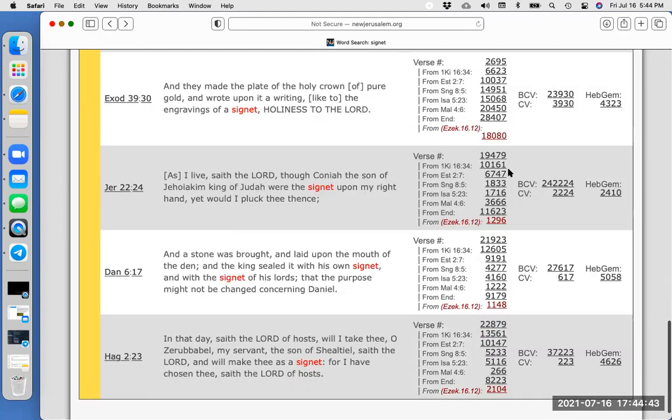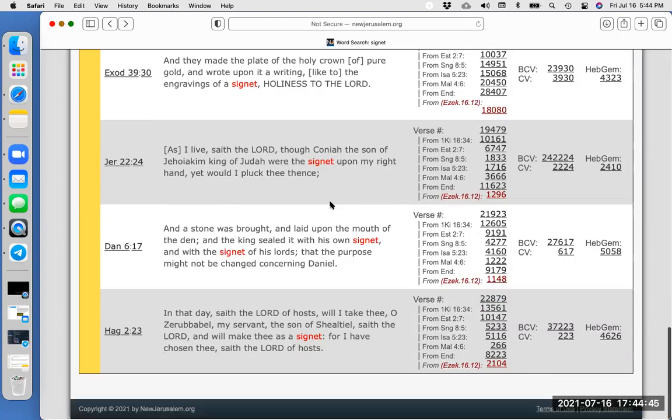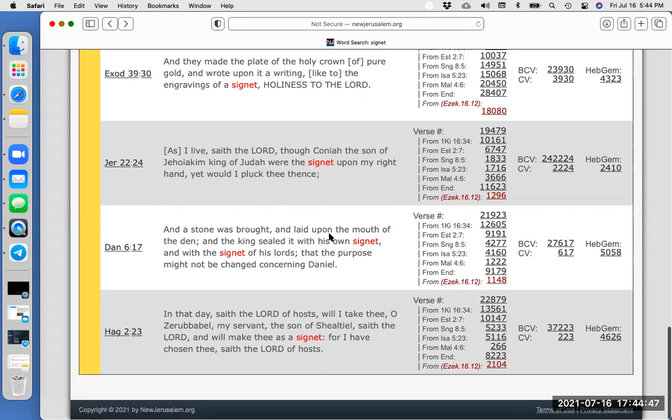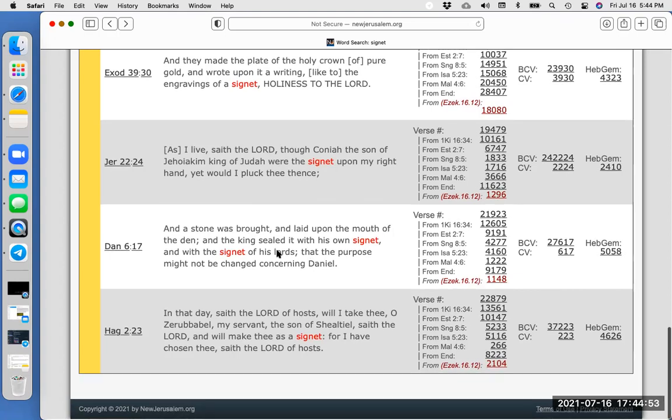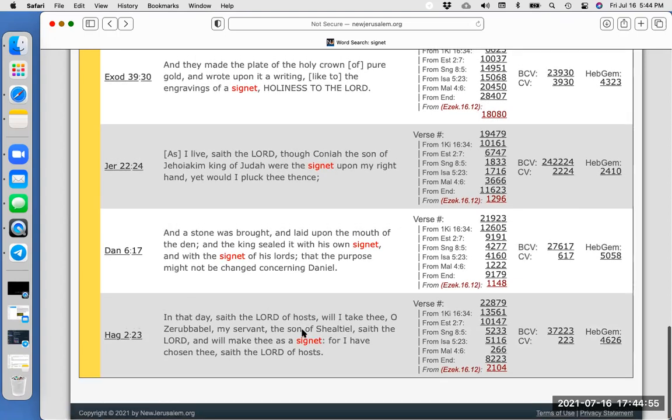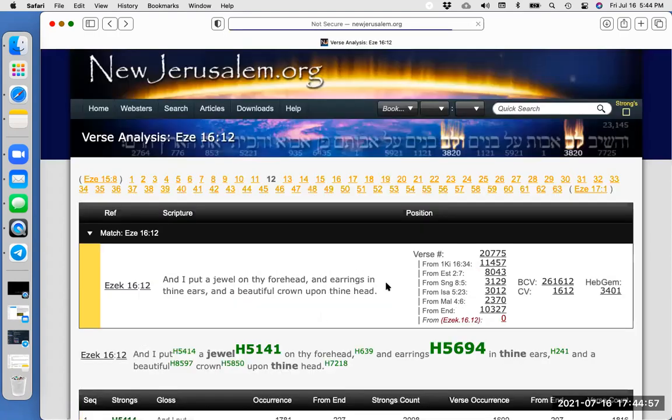Okay. Any scripture here stand out to you? Stone was brought late at the mouth of the den. Okay, Daniel and his signet ring here, Zerubbabel and his signet ring. You wanted to kind of go with the 144,000, didn't you? Yeah. That one. Okay. The seal on their forehead. Yeah. Seal. Forehead.